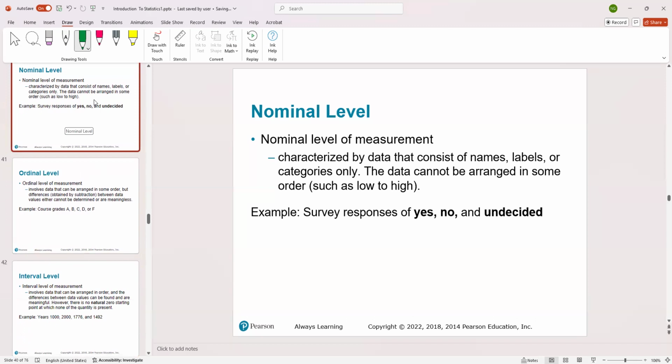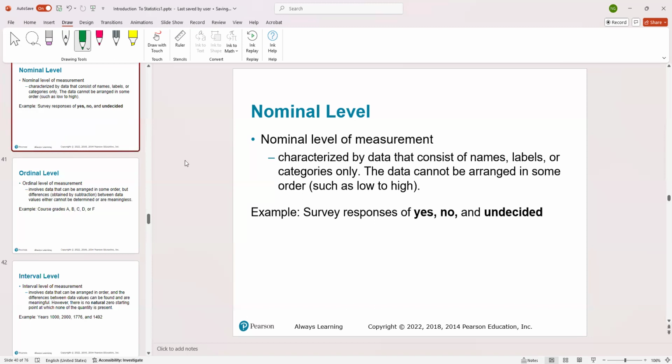Like I said, when you see yes or no on a survey, or if you take the flight numbers, they mean nothing, right? So for that one you need to use qualitative data only, categorized using names, labels, or qualities. No mathematical computations can be made, so that's also very important.